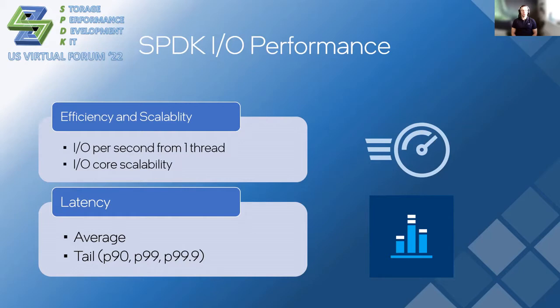The second metric that we mention is the I/O core scalability. Here we measure how the results change as we use more CPU cores to perform the I/Os. And the third very important metric that we measure is the latency, both average and tail latencies up to 4 nines. SPDK, which is working in polling mode, is expected to have an effect of reducing latency and its variability.